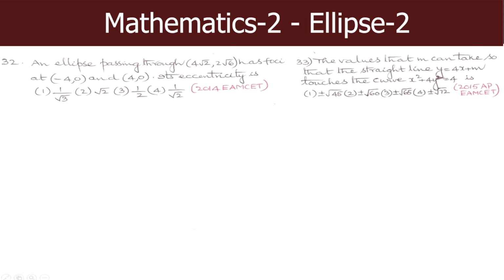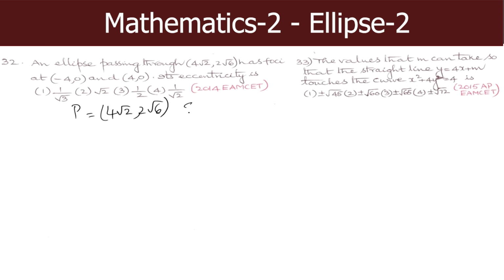Next, 32. An ellipse passing through (4, 2 root 6) has the foci at (minus 4, 0) and (4, 0). What is the eccentricity? EAPCET paper of 2014. Passing through these 2 points, let us apply the geometric property of the ellipse: SP plus S dash P equal to the distance from the foci S and S dash to P.